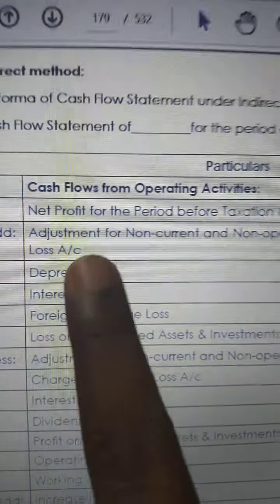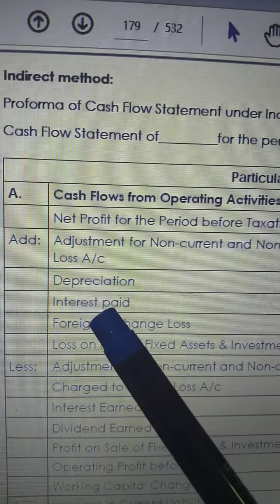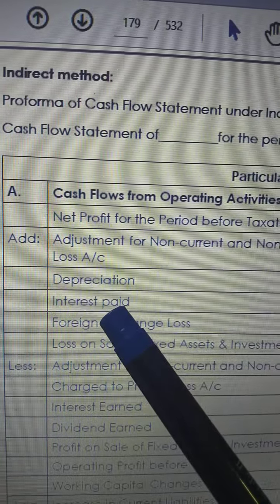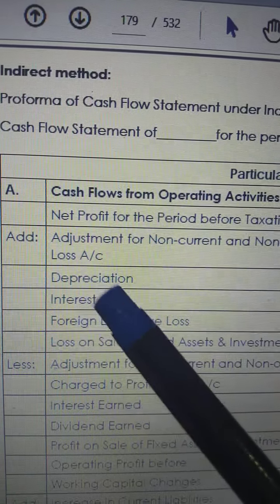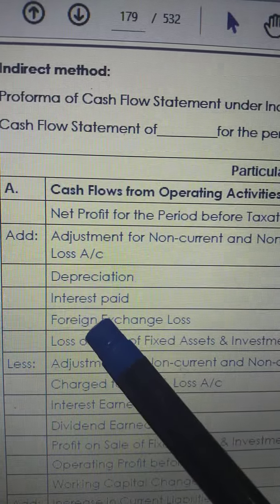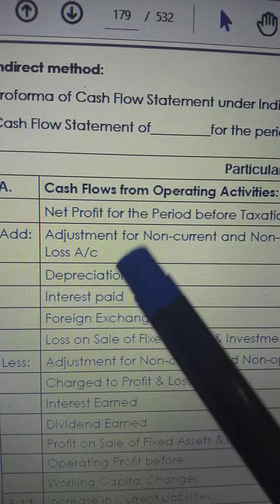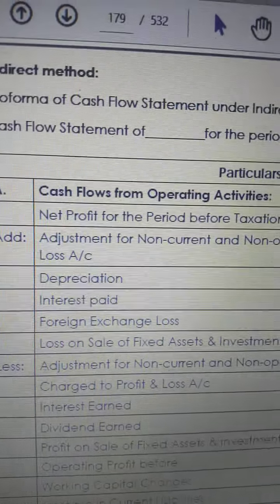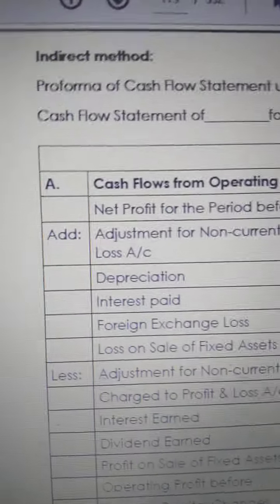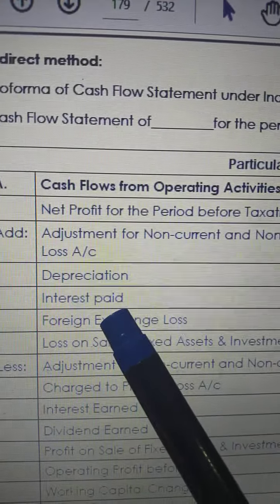When will I pay interest? When I borrow, I will pay interest. When I get a loan, I will pay interest. Got it or not? Borrowing or getting a loan is which activity? Arrangement of funds, arranging financing, is which activity? It's a financing activity. So this interest paid is not an operating activity, it is a financing activity.